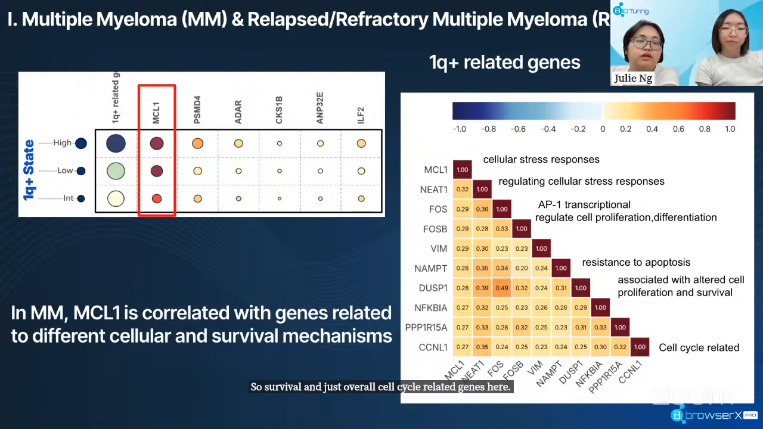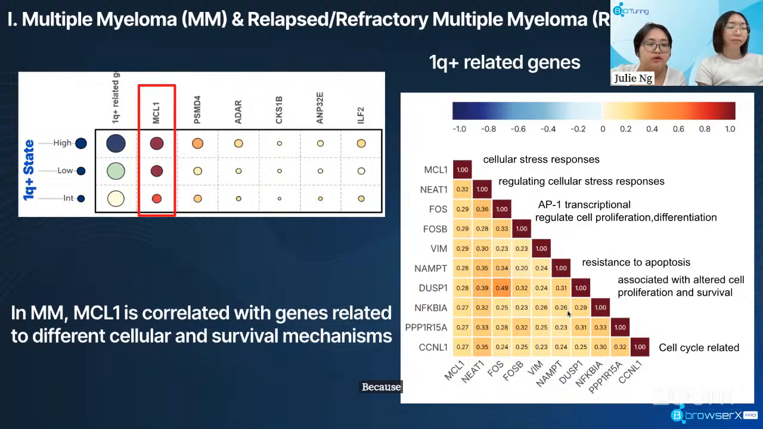So in this correlation heat map right here, these are the genes that correlated with MCL1 in multiple myeloma only. So this correlation is specific to the cancer, but not in other cancers or in normal conditions. Based on this finding, we then move on to the next question.